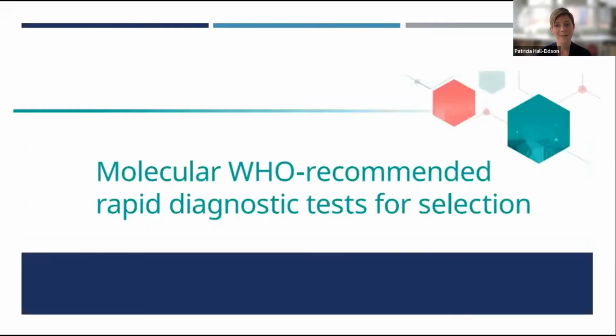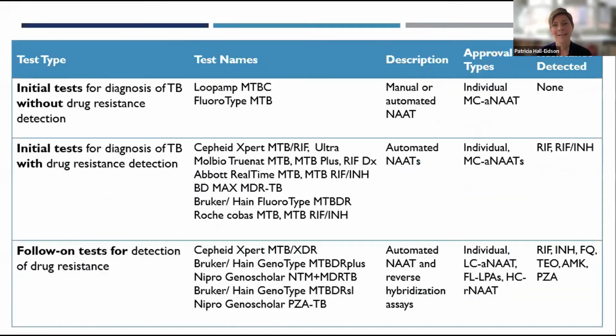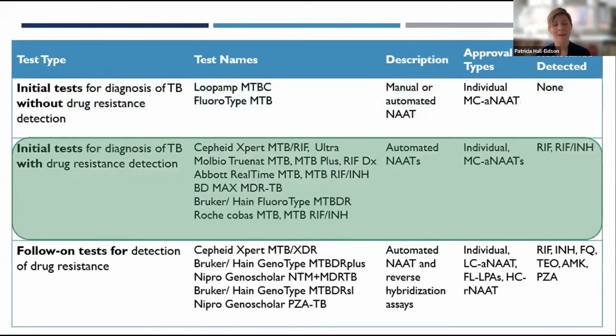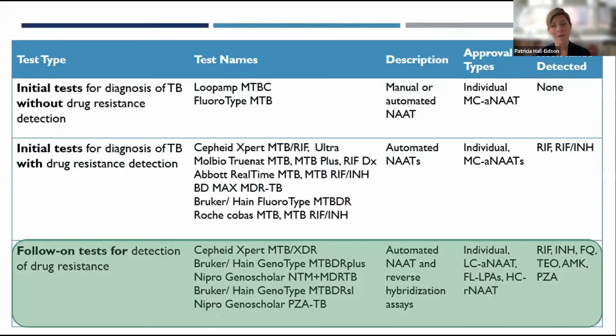So let's start with the tests included in the manual for selection. This is just a shot that I'm showing of one of the pages, but it will give you an idea of the formatting and the structure of the manual. The tests included are the initial test for detection of TB or diagnosis of TB without drug resistance detection, which are listed here. There are initial tests for diagnosis of TB with resistance detection, and the follow-on molecular diagnostic and drug susceptibility tests, which are all considered as part of the initial test identification and selection processes.